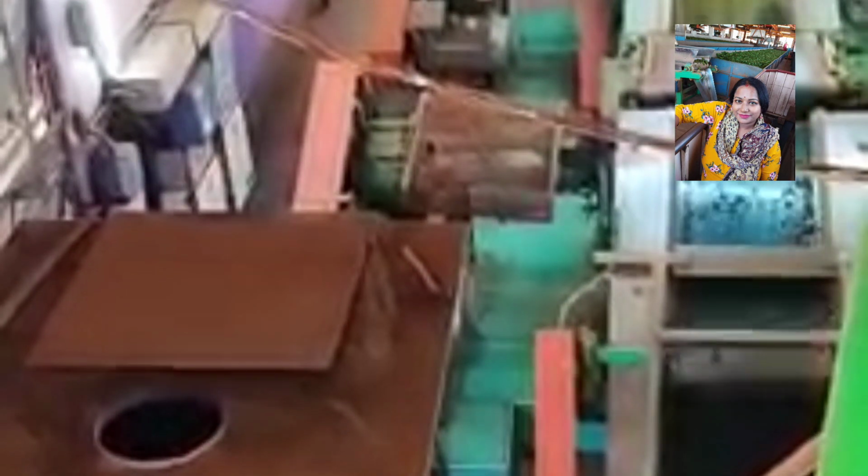After the oxidation procedure is done, they progress to the next procedure, which is called fixing. Fixing is nothing but stopping the oxidation. After the oxidation is stopped, it is heated, like it is baked. Once it is heated, it needs to be cooled down again.